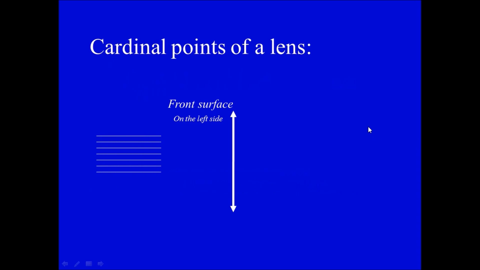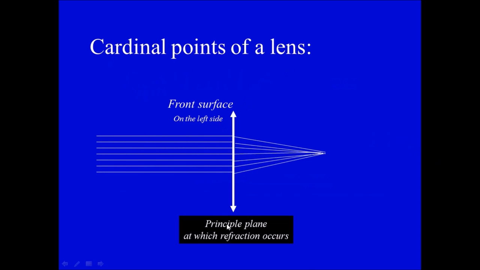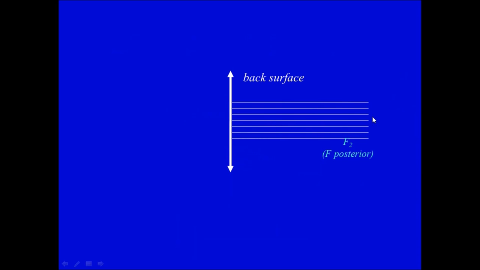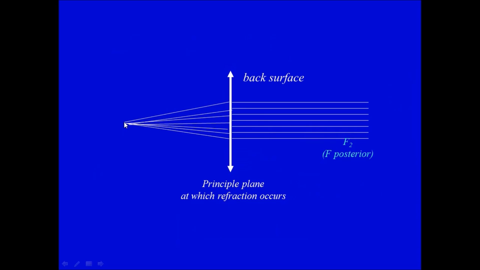A single lens has cardinal points. This is one lens. Rays coming from one side will be focused on a point. We call this F2 or F posterior. This represents the surface of the lens. If it's a very thin lens, it will be one layer. And this is the principal plane where rays will change direction. If rays come from the other side, the back surface of the lens, affecting this principal plane, then the rays will come to a focus here, and we call this F1 or F anterior.